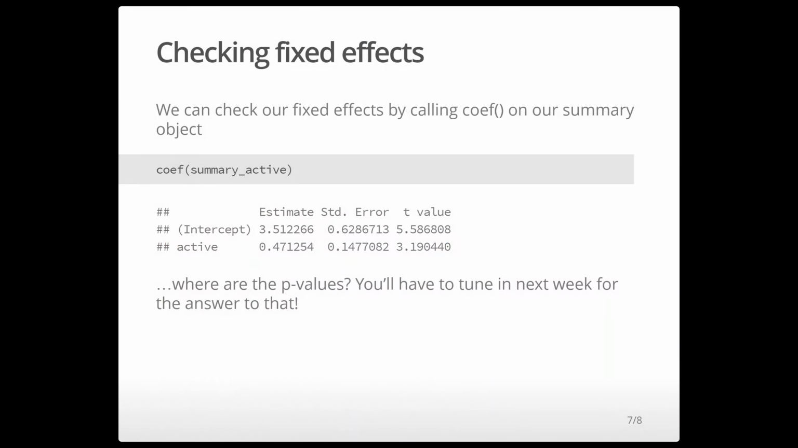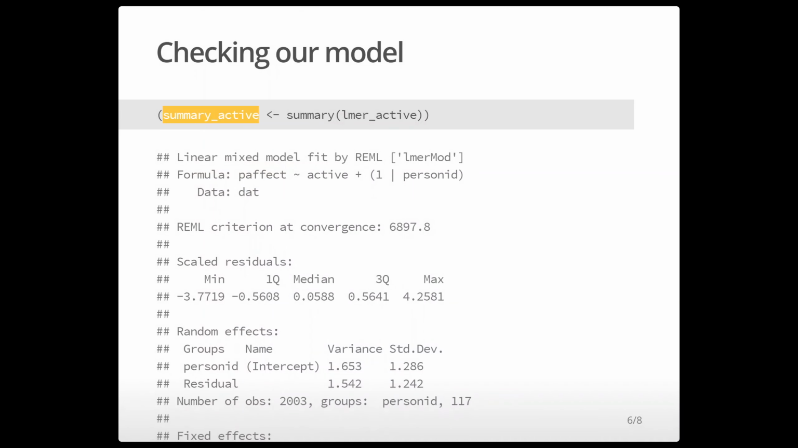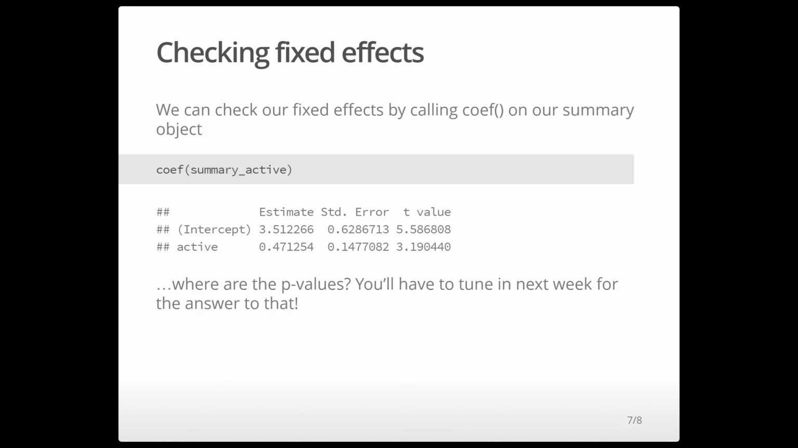Now, if we want to just break down parts of this output, we can do so with some functions. And this is why I saved the summary object like I did before. So note that I'm calling the coef function on the summary object. I saved the summary as summary active, and now I'm calling coef on that, and that's giving me the fixed effects table, and it's letting me just extract that. And you may be looking at this saying, we have a standard error, we have a t-value, where's the p-value, where's the degrees of freedom? Well, to find that out, you'll have to tune in next week.